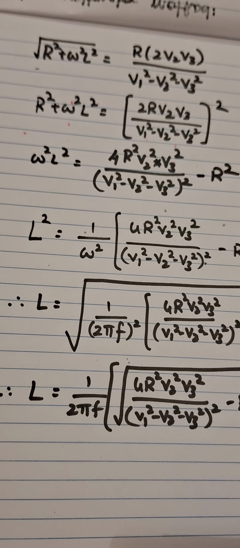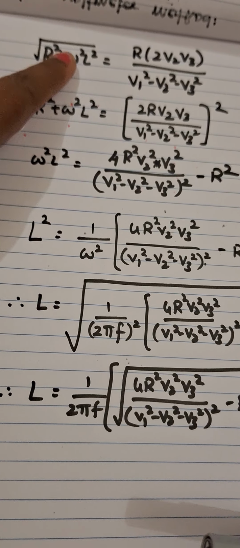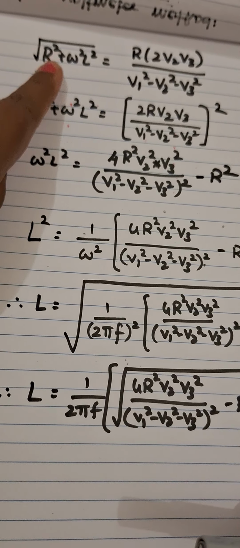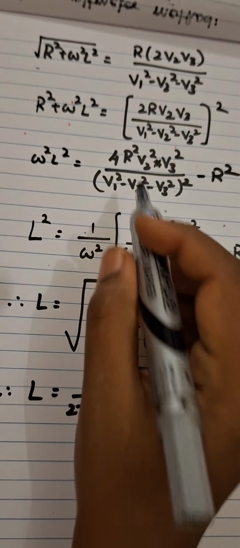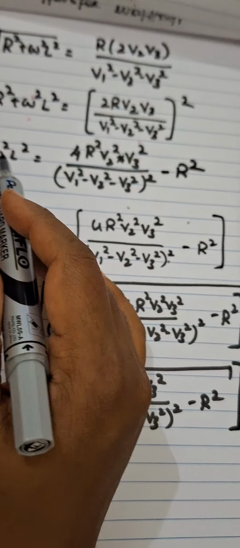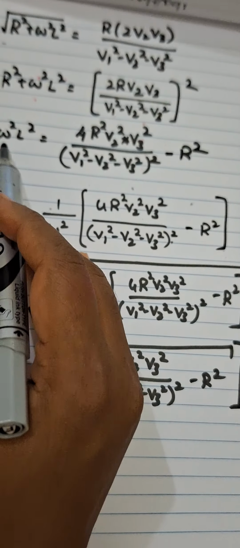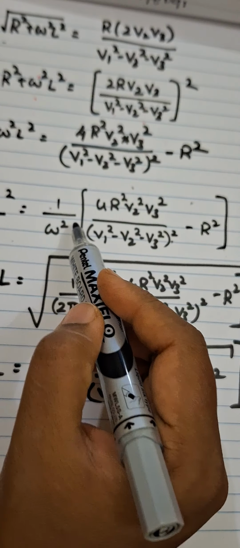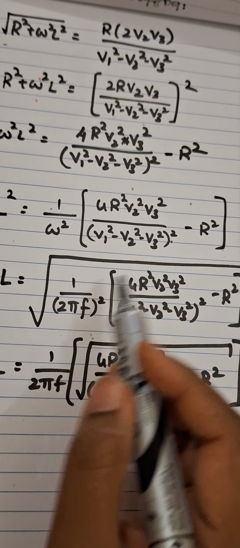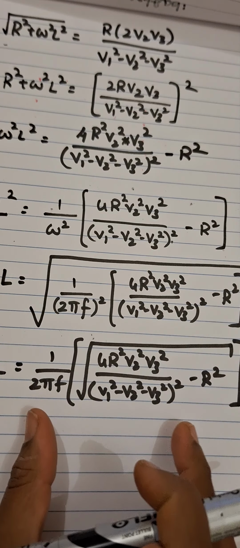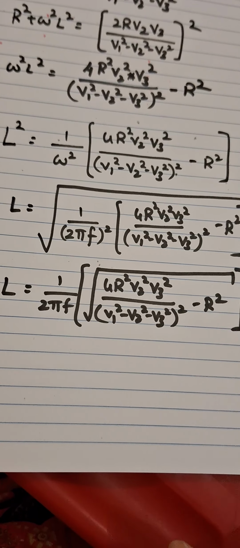And you got this equation. From here your concentration is always to bring L out. So first you have sent the root that side, so it went as whole square. Then you have sent R square, minus R square. Then you have sent omega square, so 1 by omega square. Then you have sent square that side, which becomes the root. So finally this is the inductor value.